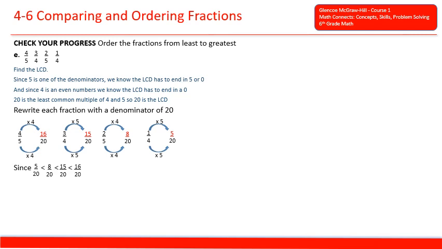We place these in order from least to greatest: 5/20, 8/20, 15/20, 16/20, and then we convert them back to their original fractions, their equivalent fractions, and put them in order from least to greatest in that form.